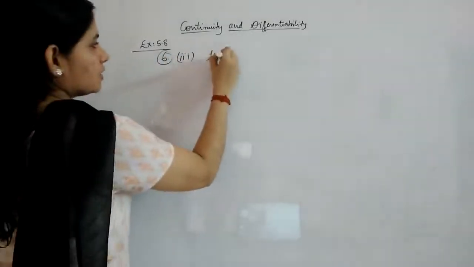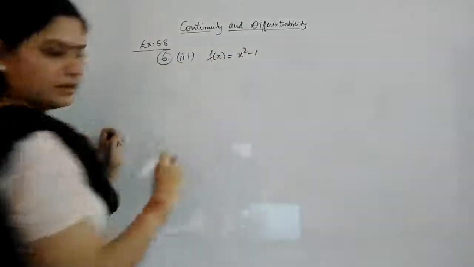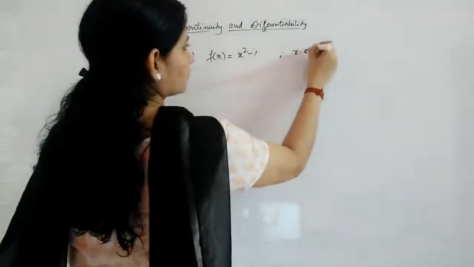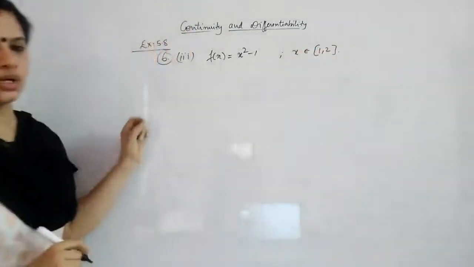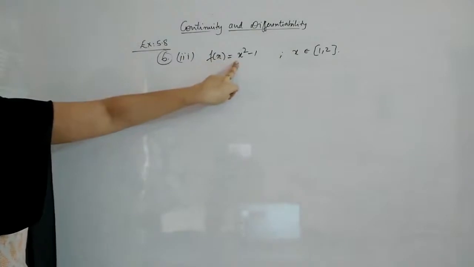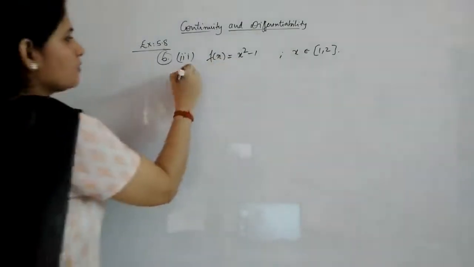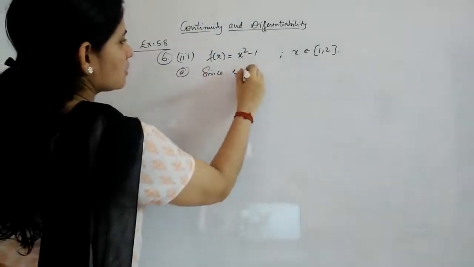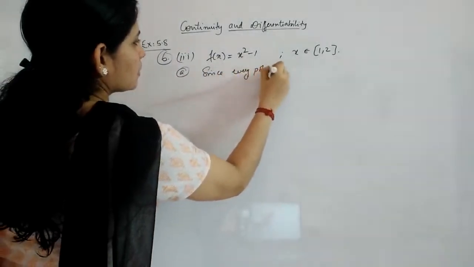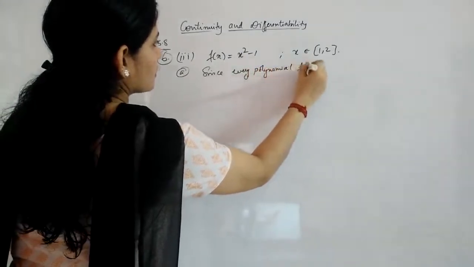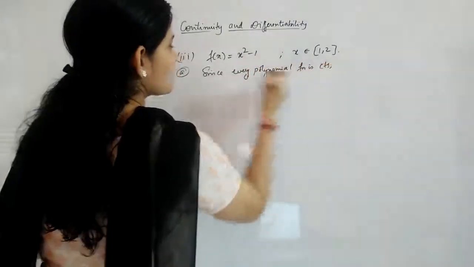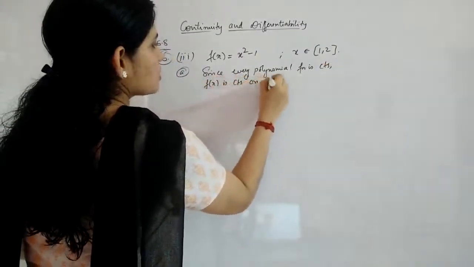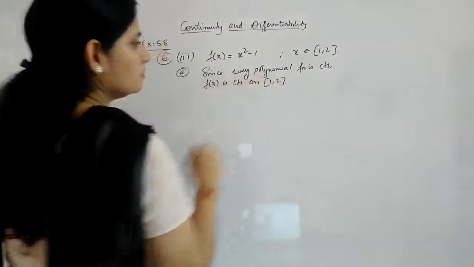Now f of x is equal to x square minus 1 and the interval given is closed interval 1, 2. Again this is a polynomial function. That means it will be continuous. So first condition is, since every polynomial function is continuous, f of x is continuous on closed interval 1 comma 2.